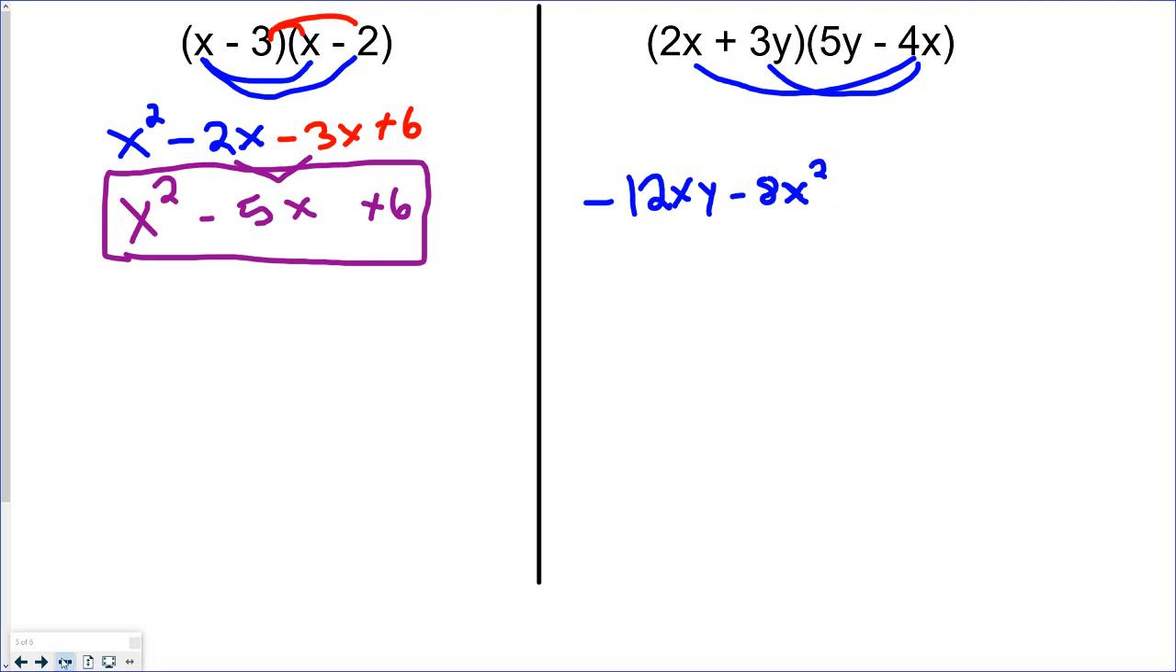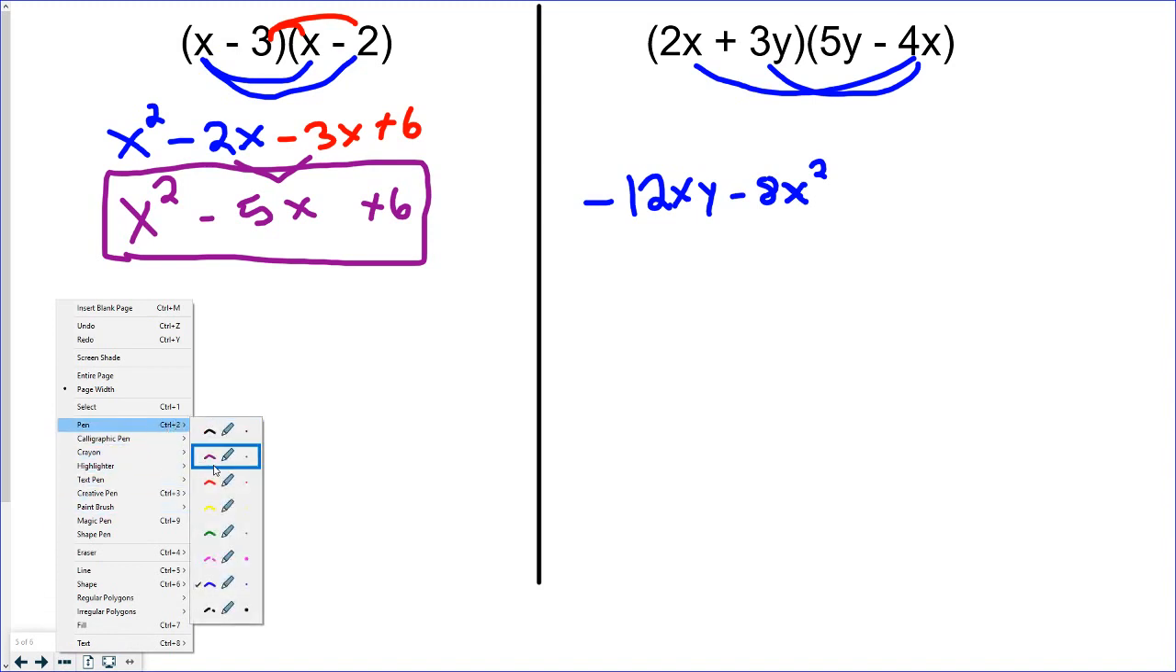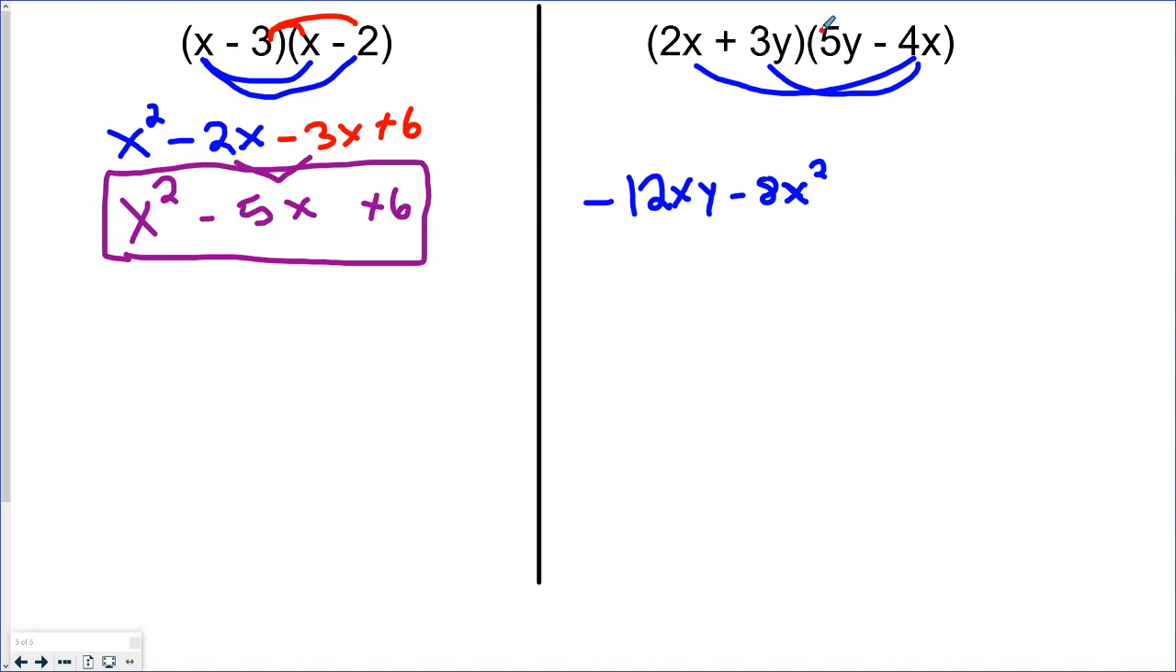Then we have our friendly guy, the 5. So 5y times 3y. 5 times 3, that's 15. Y times y, that's y squared. Then we have 5y times 2x. That's going to be plus 10xy.